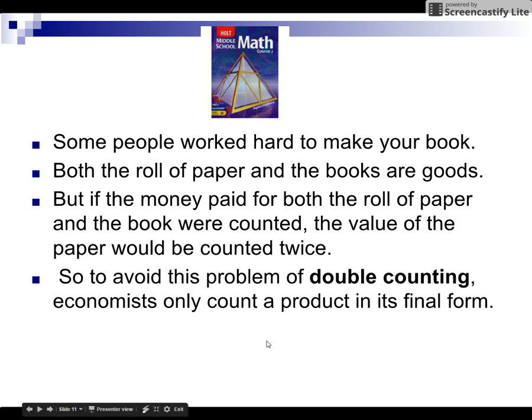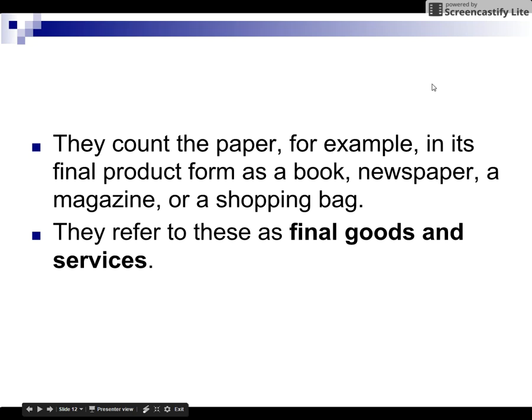So to avoid this problem of double counting, economists only count a product in its final form. So they only count the value, in this example, of the final textbook. They count the paper in its final product form as a book, newspaper, magazine, or shopping bag, whatever the paper ends up becoming. They refer to these as final goods and services.